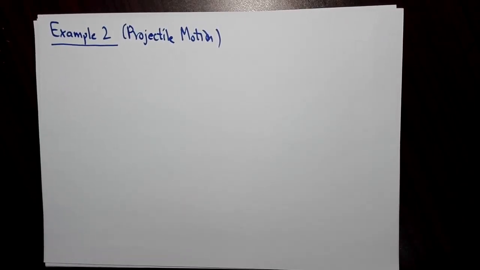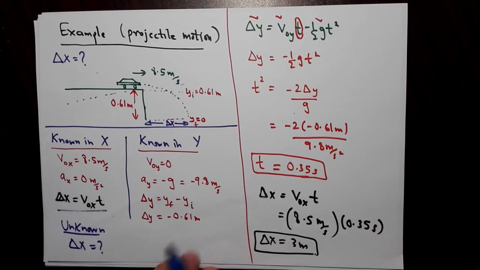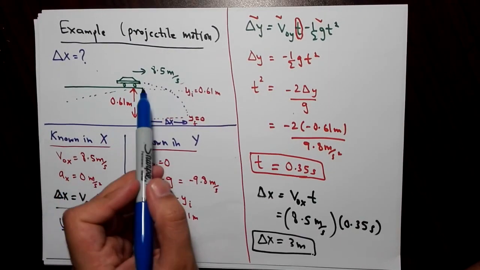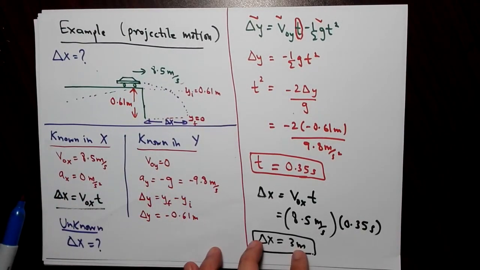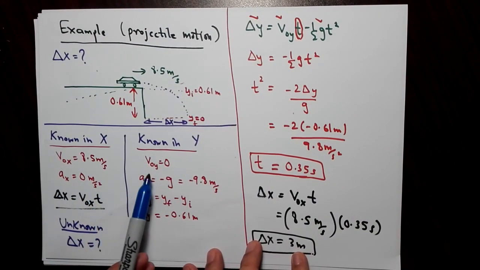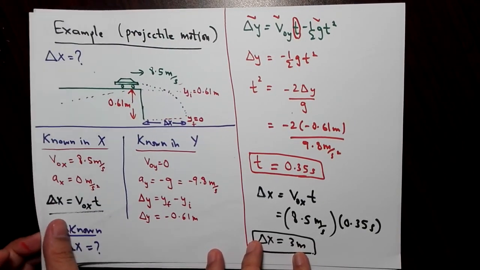Hey guys, so some of you requested me to solve a more tricky problem on projectile motion. So here we go. We solved this problem where the car jumps off a horizontal track with velocity 8.5 meters per second, and the initial velocity of the projectile was vertical velocity. Initial vertical velocity was 0, and our initial horizontal velocity was 8.5 meters per second.